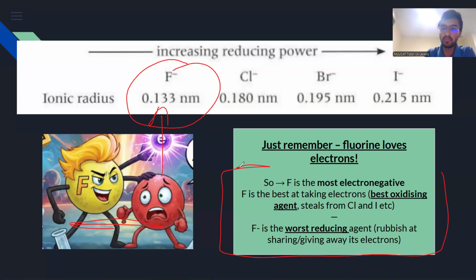So are we happy to remember these three properties? Fluorine being the most electronegative, the best oxidizing agent, but the fluoride ion being the worst reducing agent.